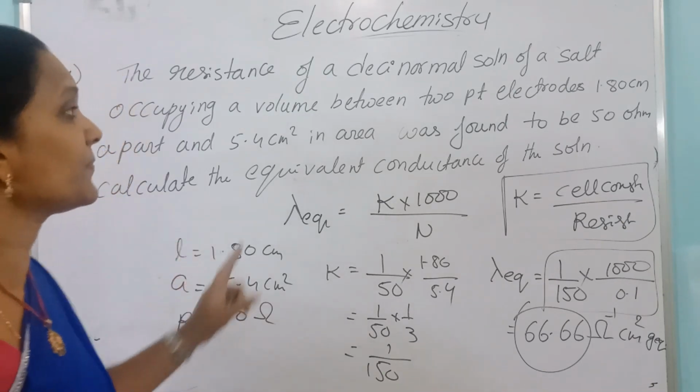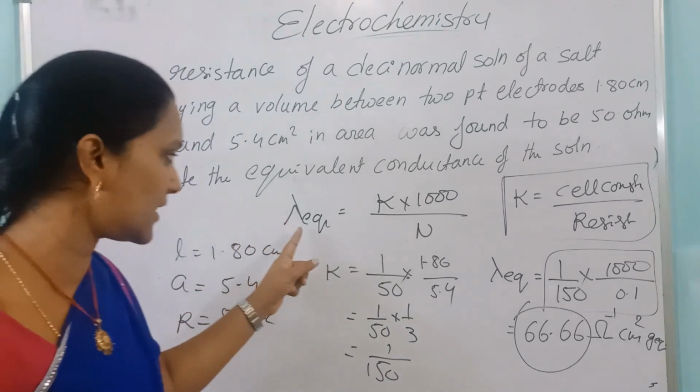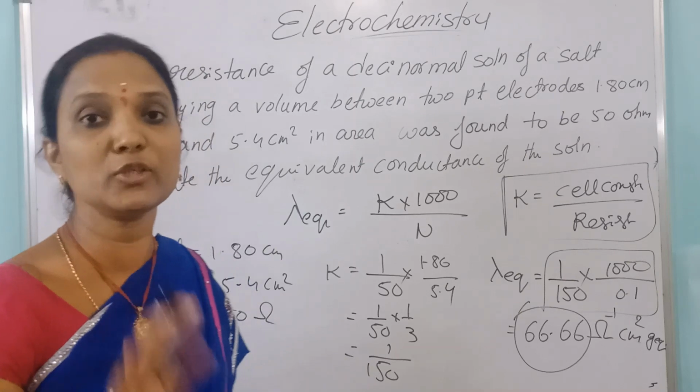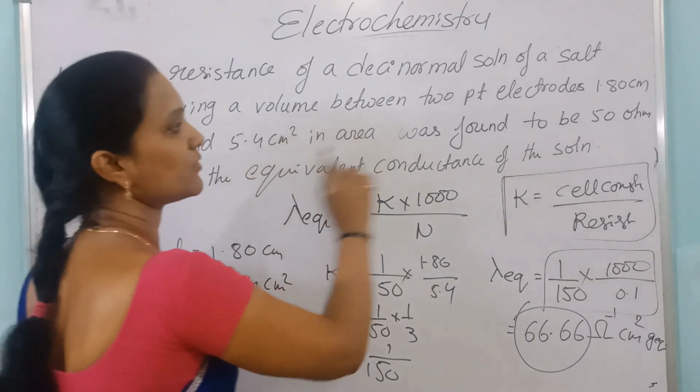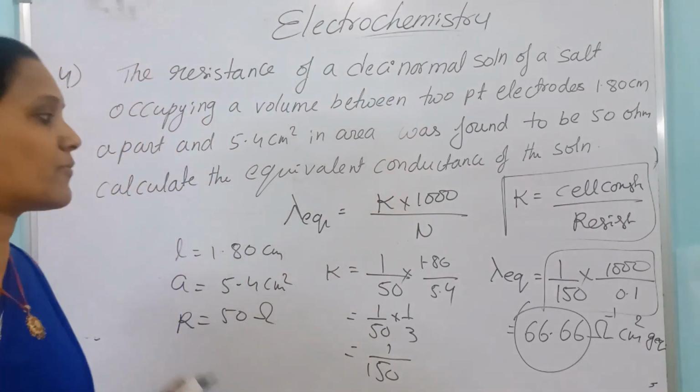What is given here? Length given, area given, resistance given. They are asking equivalent conductance. Equivalent conductance is equal to specific conductance into 1000 by N. First we should observe in this problem that centimeters are given. That's why 1000 by N. So first find that K.